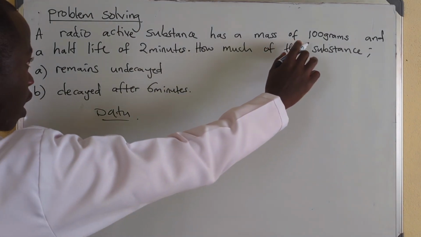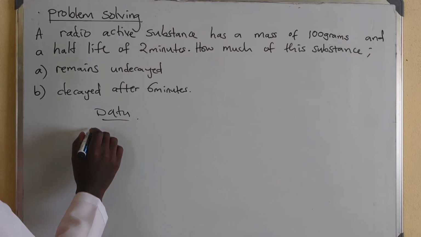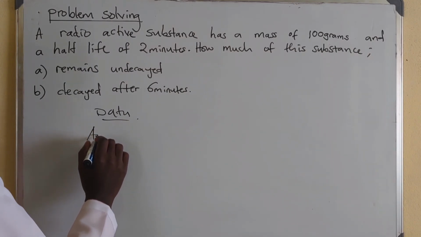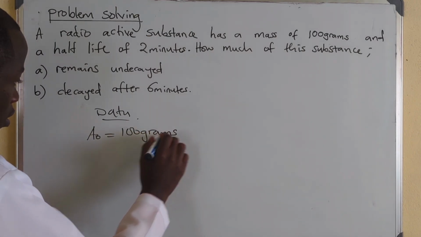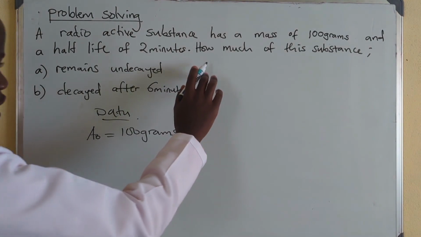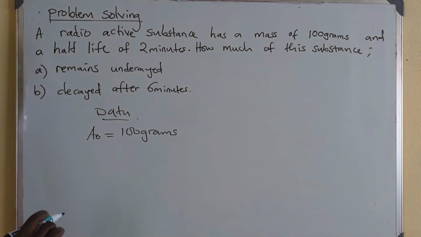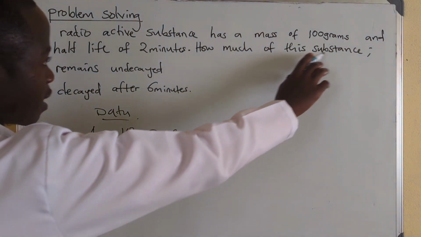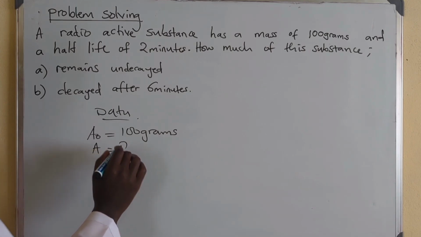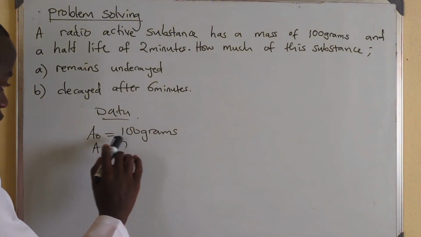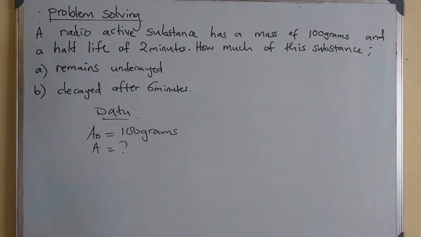we've been given the initial mass, which is 100 grams. So the initial mass is the activity before, 100 grams. The question asks, how much of the substance remains undecayed? The substance that remains undecayed is the activity after. So the mass that remains after it has decayed is the activity after.